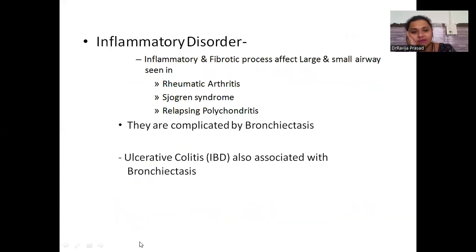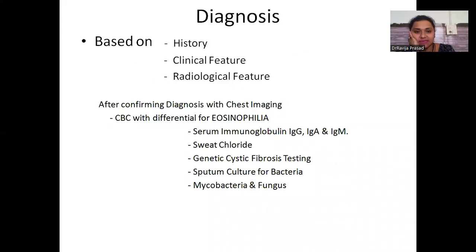The inflammatory disorders. Inflammatory and fibrotic cells affect the large and small airways, seen in rheumatoid arthritis, Sjogren syndrome, relapsing polychondritis. They are complicated by bronchiectasis. Ulcerative colitis, that is IBD, is also associated with bronchiectasis.